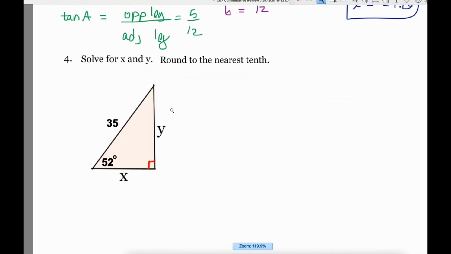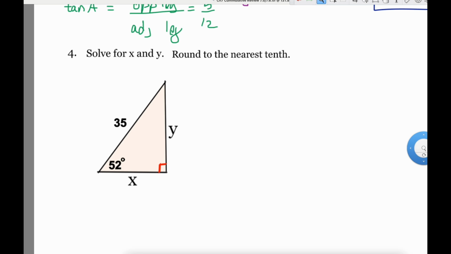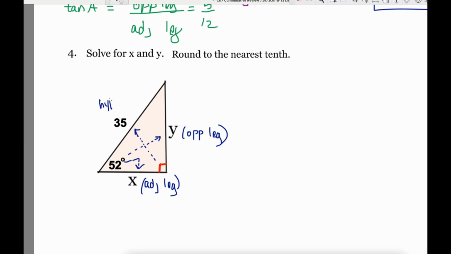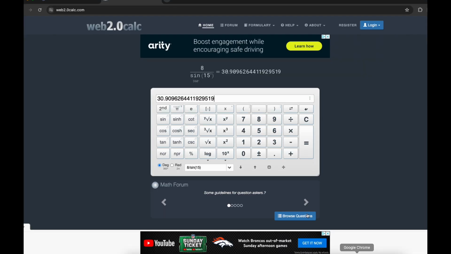Okay, number 4, solve for x and y, round to the nearest tenth. We have angle 52 with y being the opposite leg. We have x being the adjacent leg to angle 52, and of course 35 is opposite the 90, so that's the hypotenuse. So let's find x first. The adjacent and the hypotenuse means we use cosine. So I'm going to write cosine 52 equals x over 35.